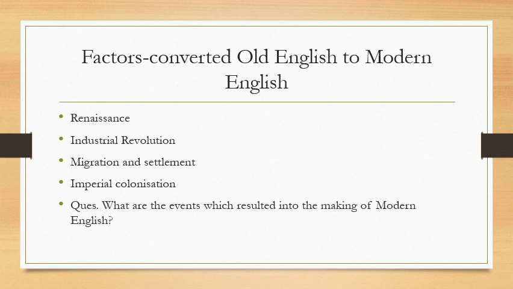Now, after reading all these things, if I ask you what are the events which resulted in the making of modern English, I am hoping that you can write the answer in 250 words, isn't it? Just try to write it, and do comment in the comment box if you face any problem and how did you find it.